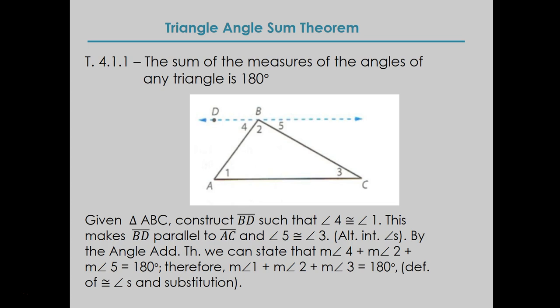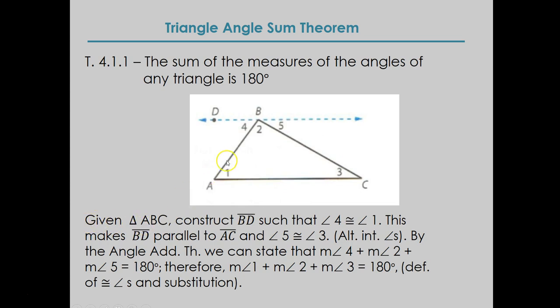Here's our first theorem for this lesson. We have the triangle angle sum theorem. The sum of the measures of the angles of any triangle is 180 degrees. You already knew this fact, but now you have the theorem to back it up. One of the things they do for this theorem is something that we haven't done often before. They actually create an auxiliary line right here to go ahead and set up this proof.